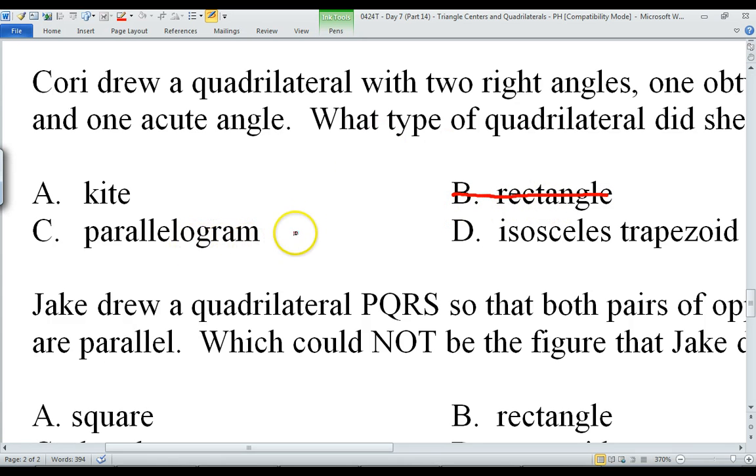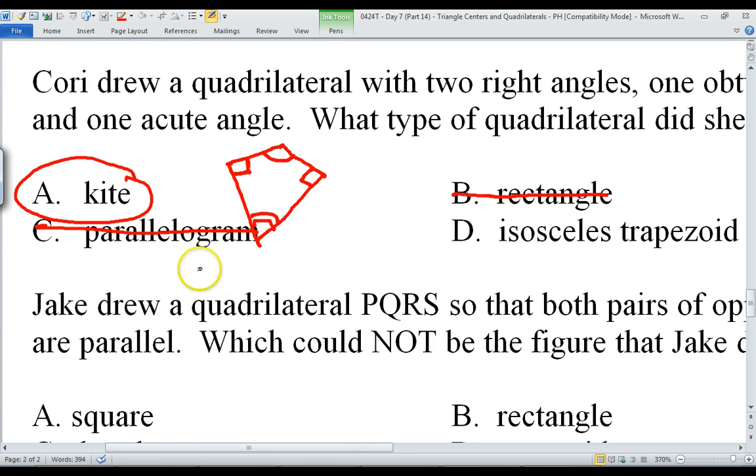Could it be a parallelogram? Nope. It can't have 2 right angles and then an obtuse and acute. Could it be a kite? Yes. Imagine that we have a kite that's doing this type of thing. I didn't draw it 100% right, but I could have a kite where these 2 were 90-degree angles, and then this one could be obtuse, and this one could be acute. So it could only be a kite out of these 4 options.